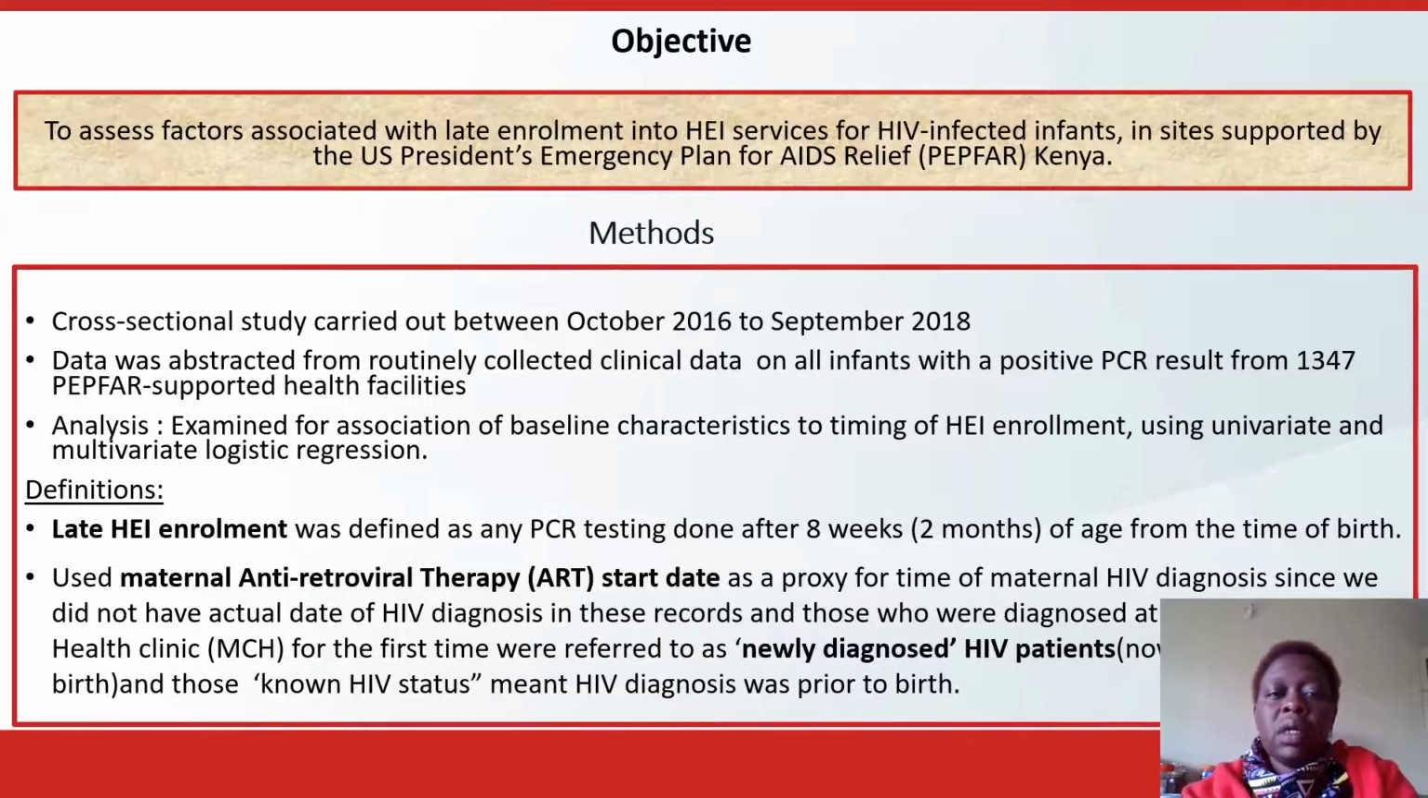Maternal ART start date we used as a proxy for time of maternal HIV diagnosis, since we did not have the actual HIV diagnosis in the records. And for the mothers who were diagnosed for the first time in MCH, they were referred to as newly diagnosed HIV patients. And for those who had a test prior to this birth, they were referred to as known HIV status.